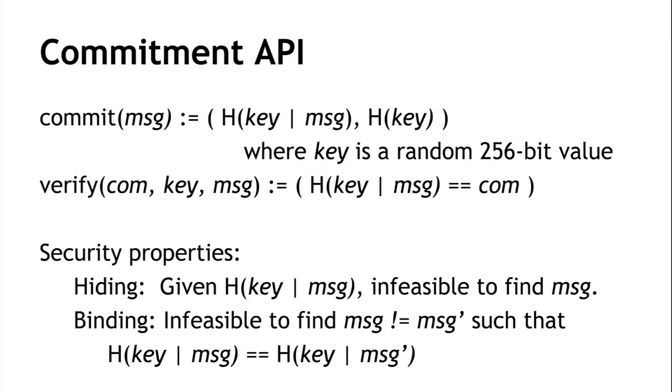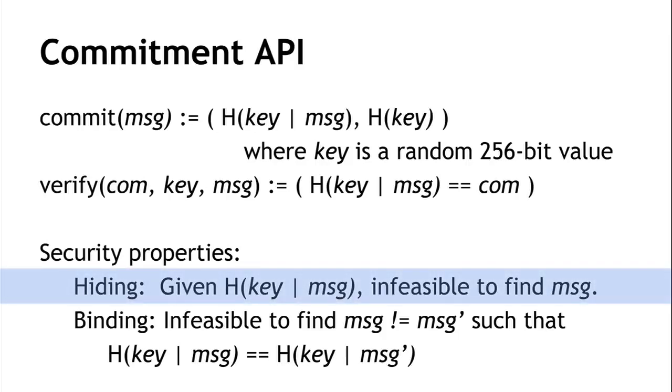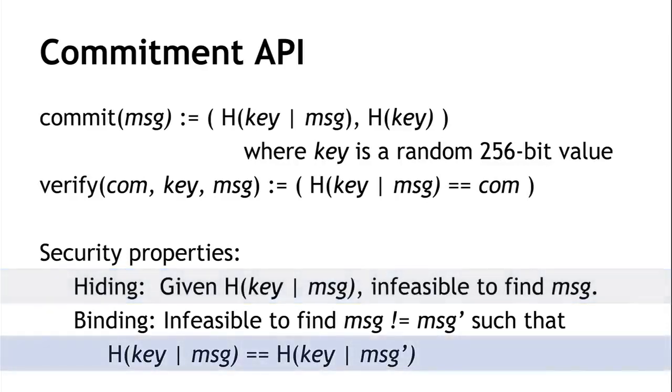So now the security properties, if we go down to the security properties that were at the bottom of the previous slide, and we just plug in the definitions of how we're going to implement this, this used to say, given COM, infeasible to find message; we just plug in what COM is. COM is the hash of key concatenated with message. And similarly down here, this is what happens when we take what was written there before and plug in the definition of verify and COM. Now what these properties become, the first one is: given h of key concatenated with message, it's infeasible to find message.